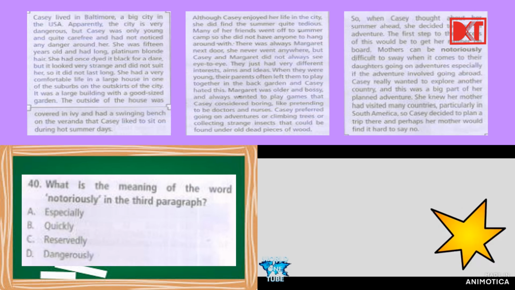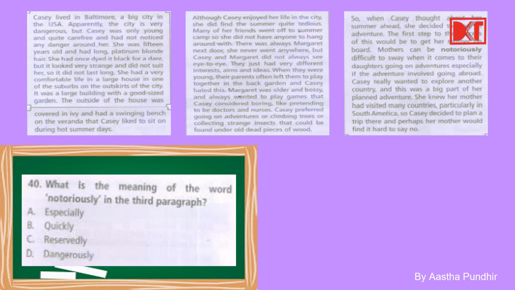All right, now the next question we have is, what is the meaning of the word notoriously in the third paragraph? Especially, quickly, reservedly, dangerously. Here we have mothers can be notoriously difficult. So here notoriously means especially. Mothers can be especially difficult to sway when it comes to their daughters going on adventures, especially if the adventure involved going abroad. All right.